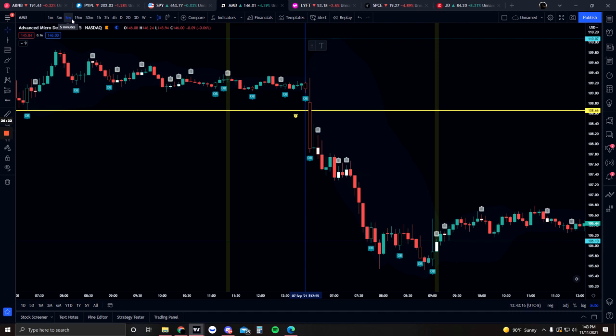You need to be very precise. But when you're monitoring the move, I like the 5-minute, I like the 15, and sometimes the 3-minute if it's getting a little choppy.